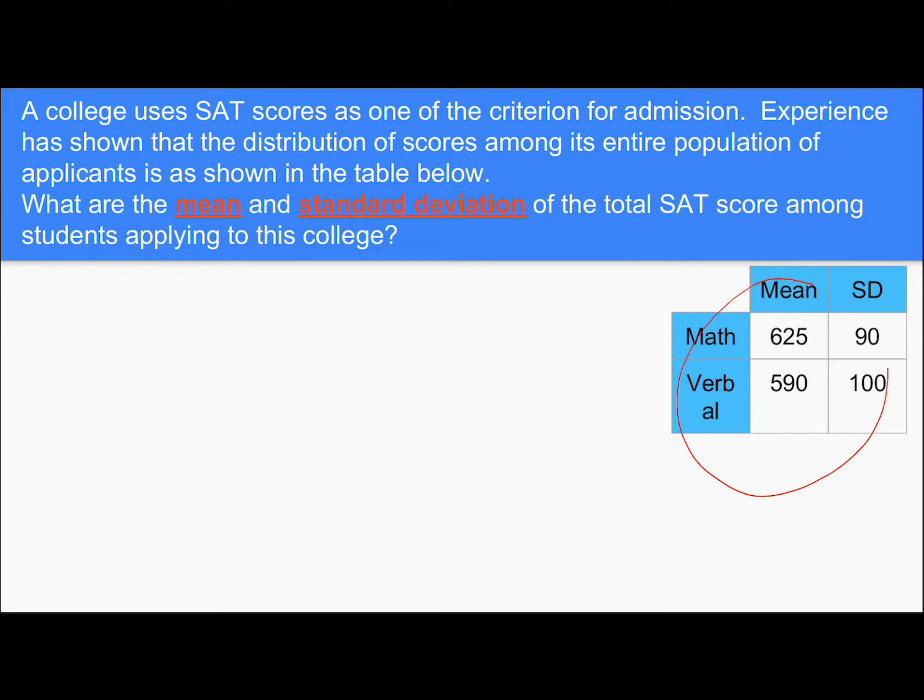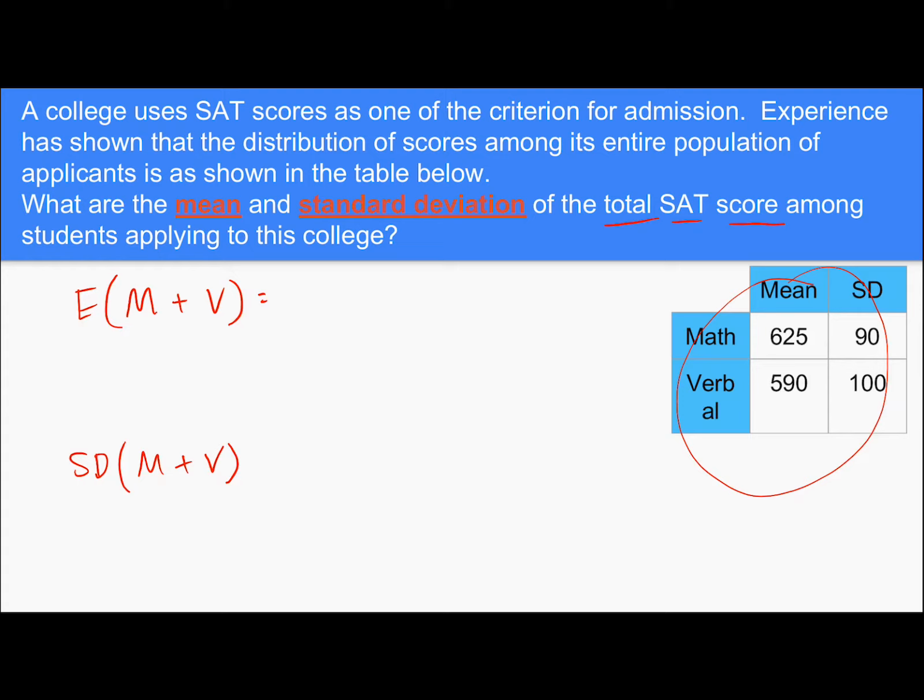So we have this mean for the math score of 625, mean for the verbal or reading score is 590. Standard deviation for math is 90, standard deviation for verbal is 100. We want to know the mean and standard deviation of the total SAT score. So basically, we're finding the mean or the expected value of math plus verbal, and then the standard deviation of math plus verbal. So we're taking what we learned last class and applying it to a new problem.